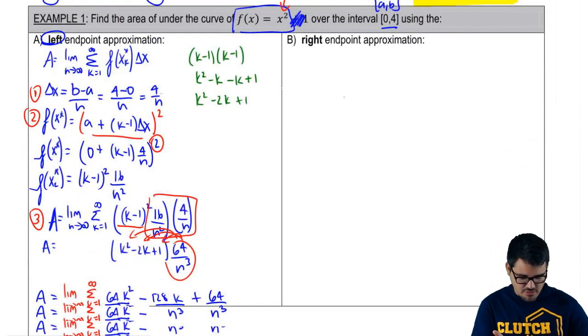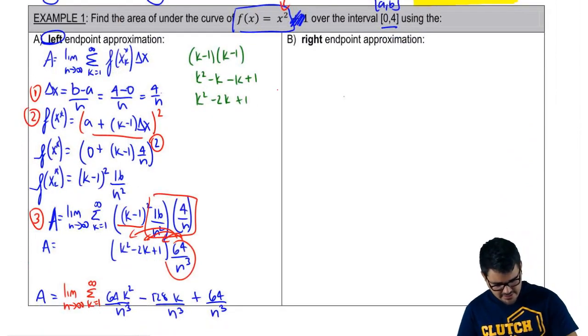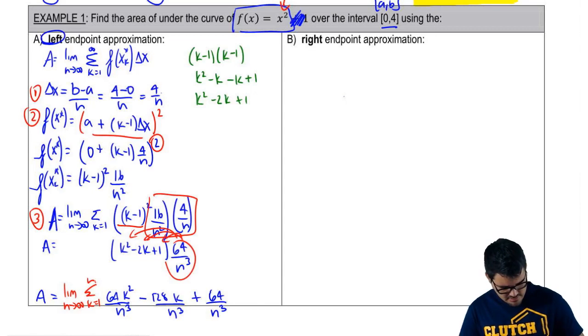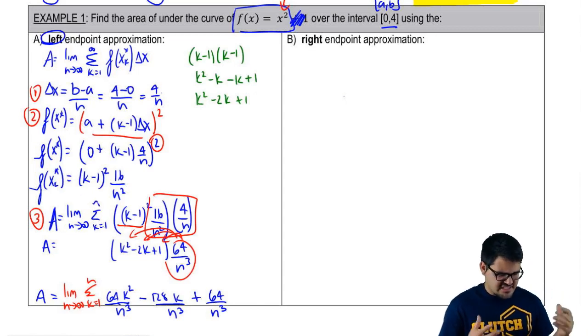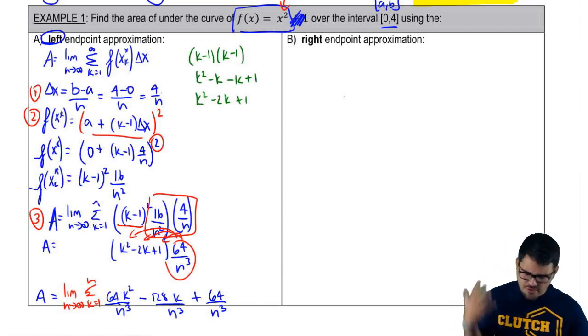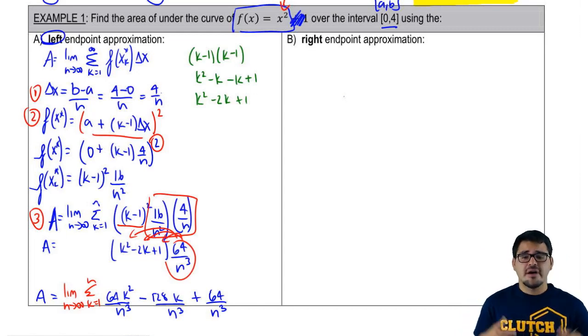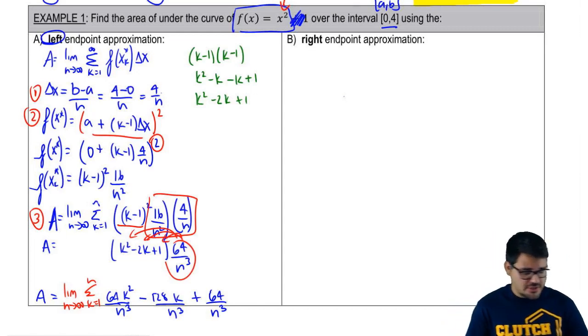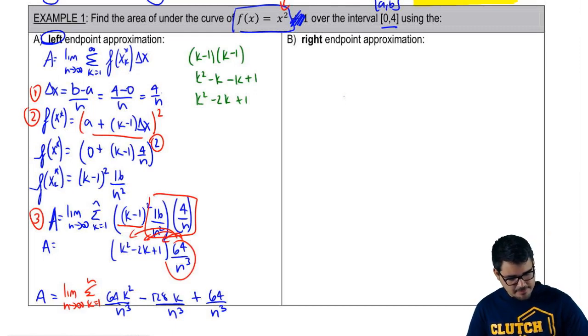Because I have no idea what the limit as n goes to infinity of 64k squared over n cubed is, like I have no idea what that is. So I'm going to use my shortcut equations to help me get there. And there are 4 equations. They're very simple to memorize, and it actually takes 1 second to go back over there and see how they're really easy to memorize, right?